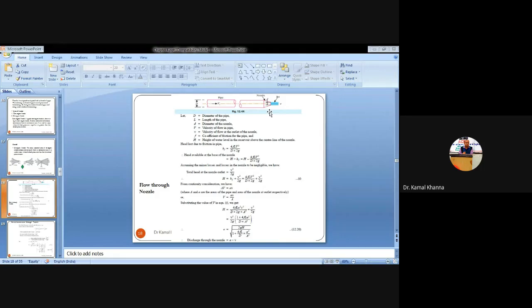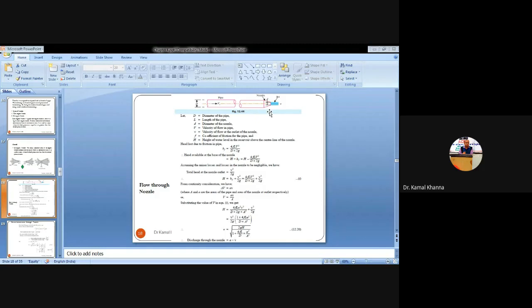Small v is the velocity of the flow at the exit of the nozzle, and small f is the coefficient of friction of the pipe, that is in between the liquid and the pipe, in between the inner surface of the pipe as well as the layers of the fluid. And capital H is, let us say, the head of the water level in the reservoir above the axis of the pipe. So the pipe is in cylindrical shape, so the head above the axis of the flow is called the head.